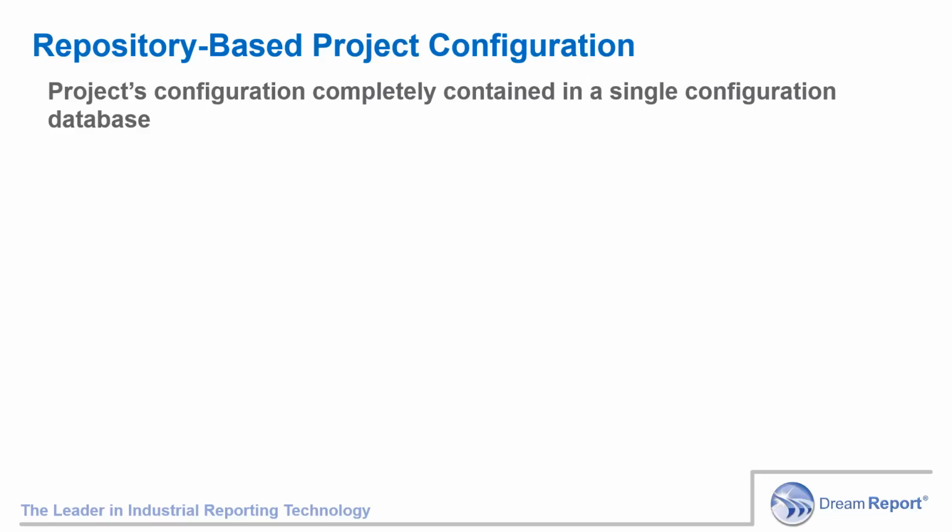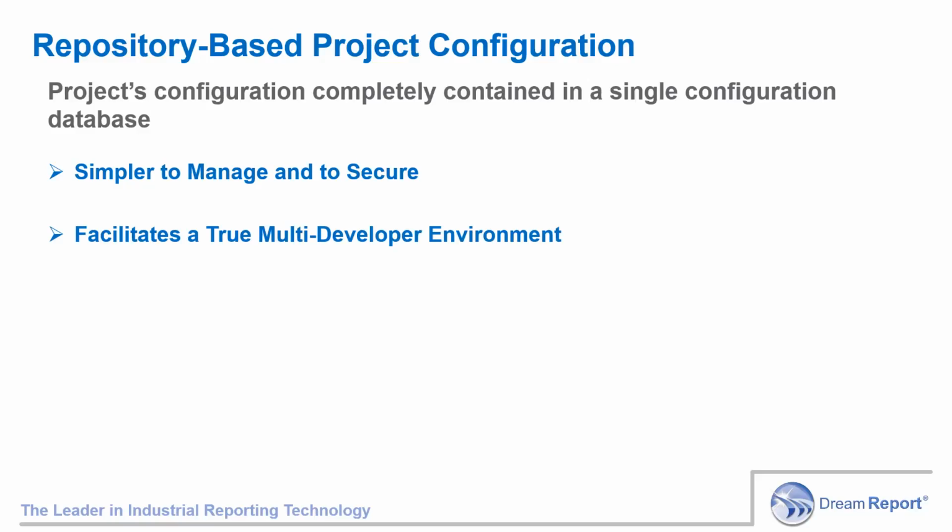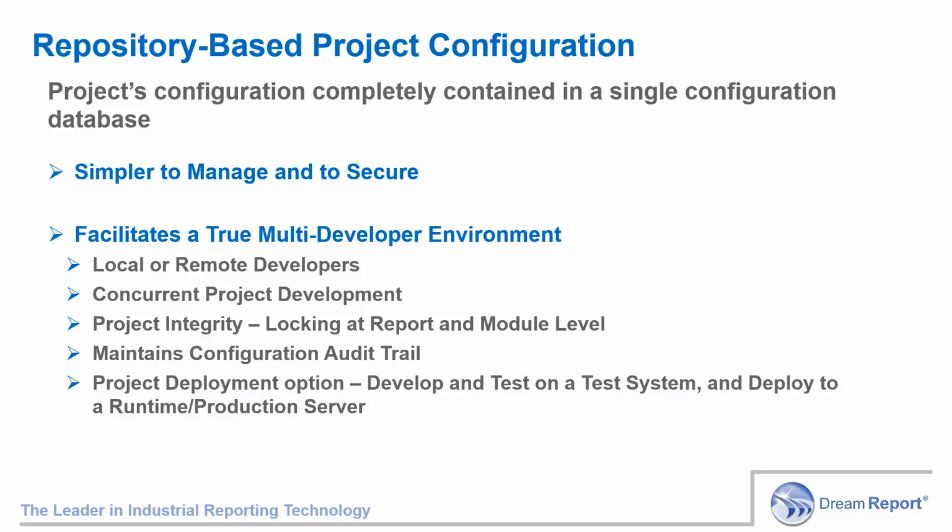With this release, the entire project configuration is now contained in a single configuration database, as opposed to a set of multiple configuration files and folders. The immediate benefits of this change are that it's simpler to manage, backup, and secure your projects. But an even bigger benefit is that a configuration database or project repository facilitates a true multi-developer environment for local and remote users, who can work on a reporting project concurrently or independently without overriding each other's work.